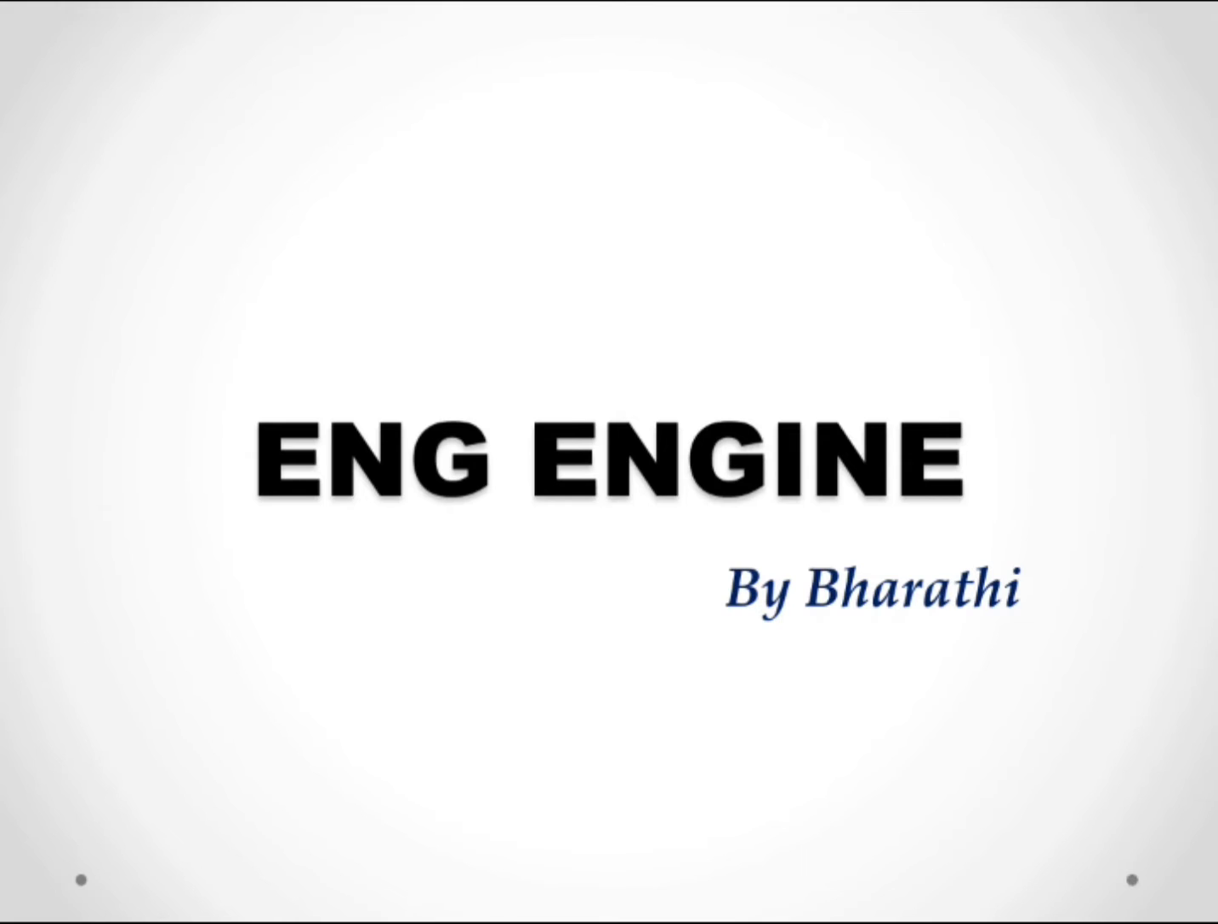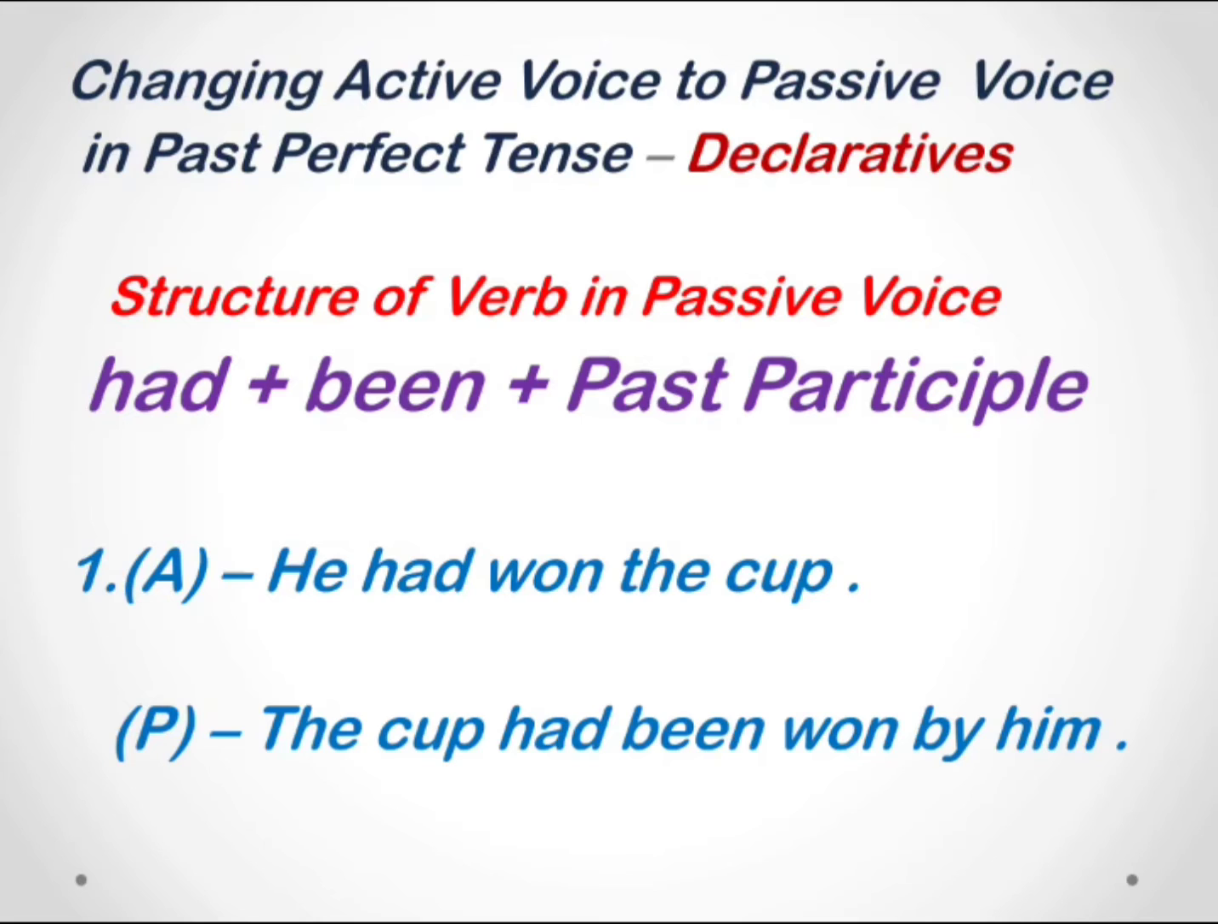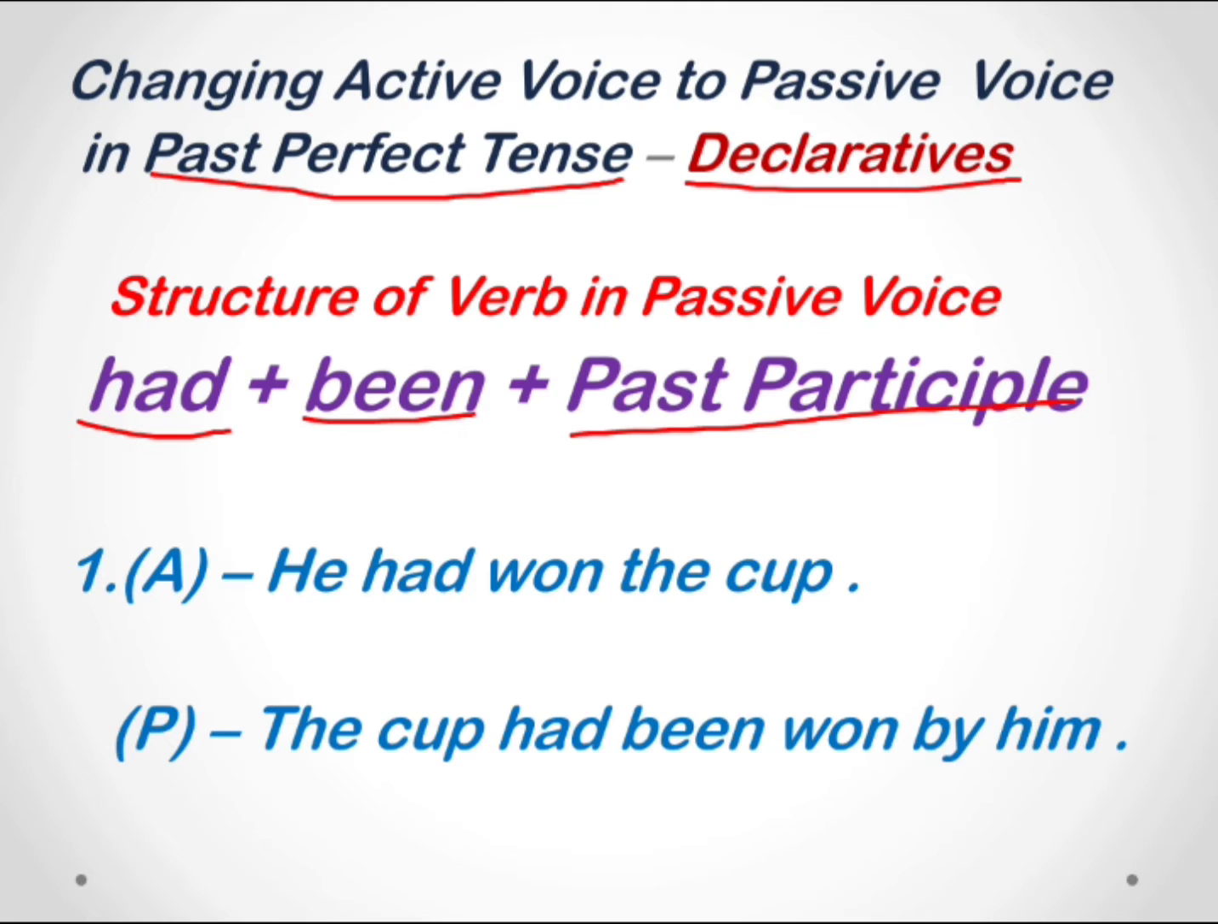The topic in this video is active voice to passive voice, and changing active voice to passive voice in the past perfect tense. First, let us see the change in the declarative type of sentences. First, the structure of verb in the passive voice. The structure of verb in passive voice for the past perfect tense declarative sentence is had plus been plus past participle. Had we use to denote the past perfect tense.